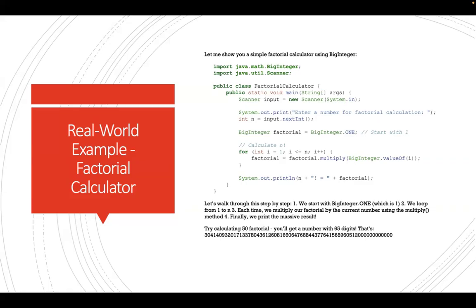Try calculating 50 factorial. You'll get a number with 65 digits. Compare that to what a regular long would give you. It would just overflow and give you a completely wrong answer.